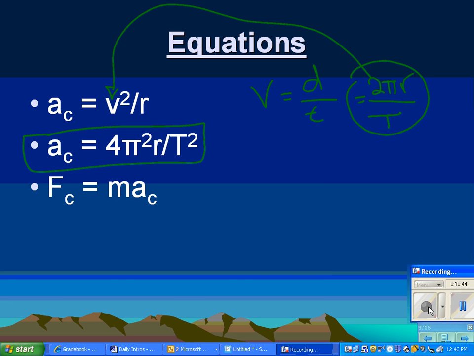If you know the velocity or the speed of the object and the radius of the circle, you can calculate its acceleration. Or if you know the radius of the circle and the period, or the time it takes to go around once, you can also calculate its acceleration. So those two equations are in your data booklet.